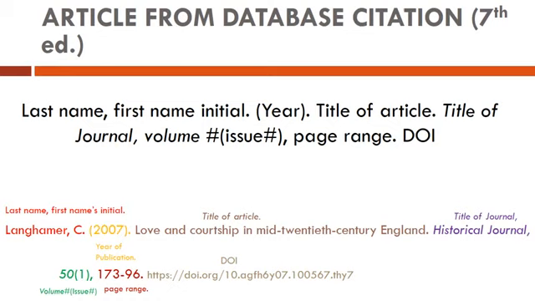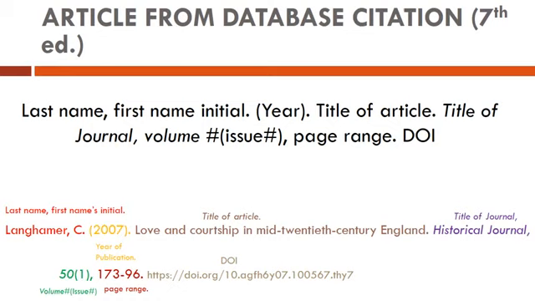You'll notice that the title of the article is not in italics and you only capitalize the first letter. You'll also notice that the title of the journal gets put in italics and all the letters of the title are capitalized.